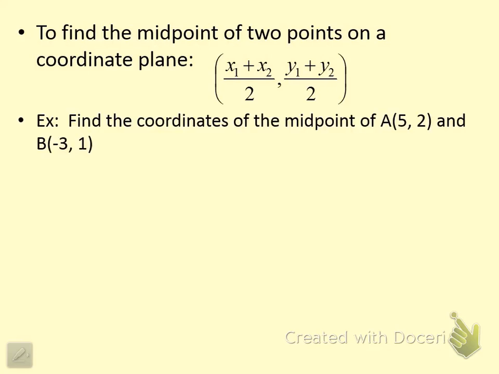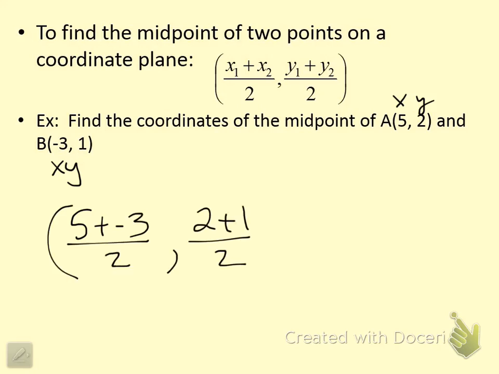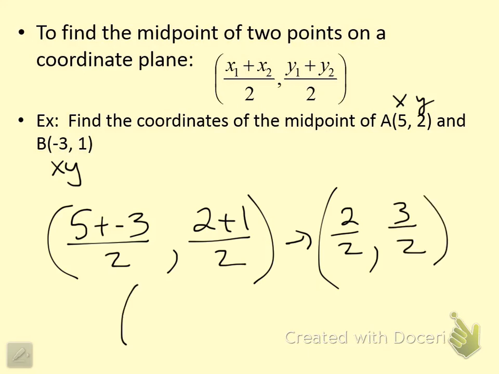So if I give you the coordinates A being 5, 2 and B being -3, 1, I would like to find the midpoint between those 2 points. Okay, so if this is x, y and this is x, y, I'm going to take 5 plus -3 divided by 2 for my x's, and 2 plus 1 divided by 2 for my y's. Okay, so 5 plus -3 is 2. 2 plus 1 is 3. 2 divided by 2 is 1. 3 divided by 2 is 1.5 or 3/2. Okay, so that means the midpoint between those 2 points on a coordinate plane is (1, 1.5). So at the point x, y being x being 1 and y being 1.5.